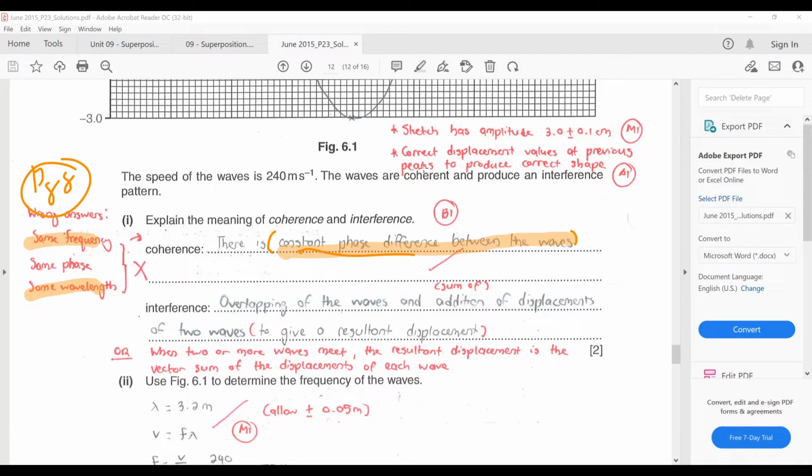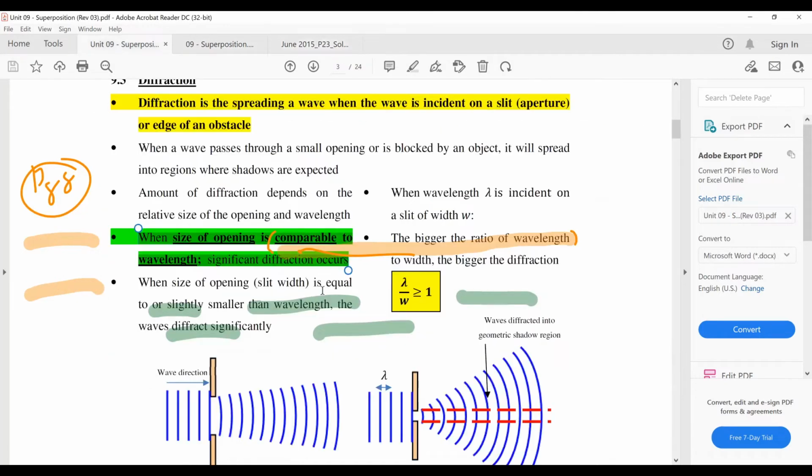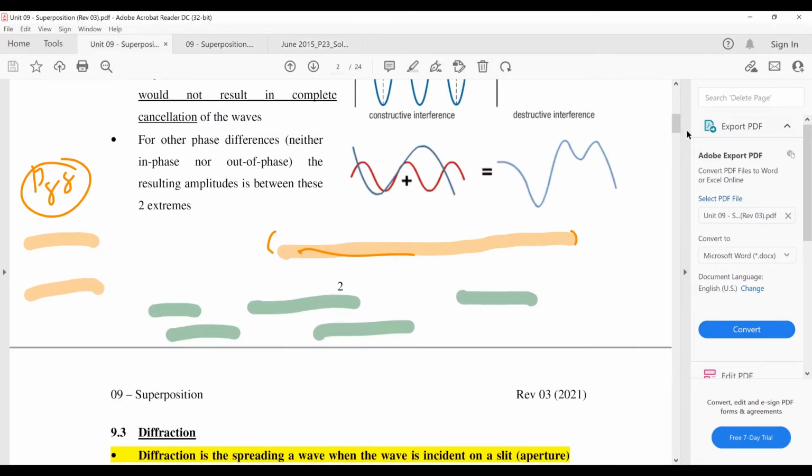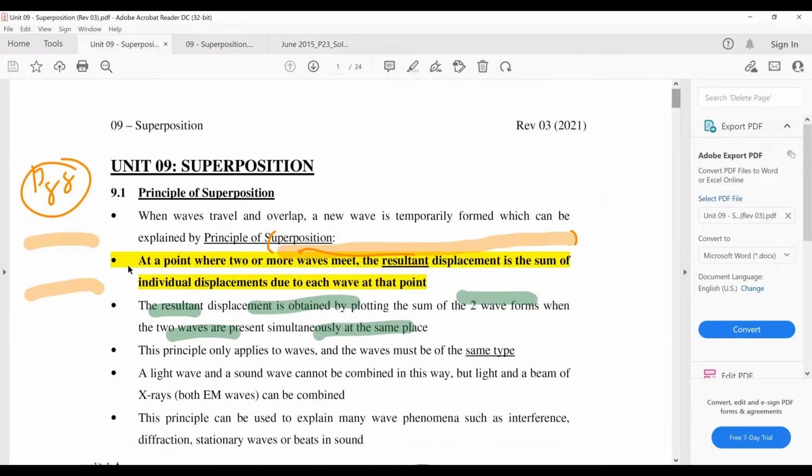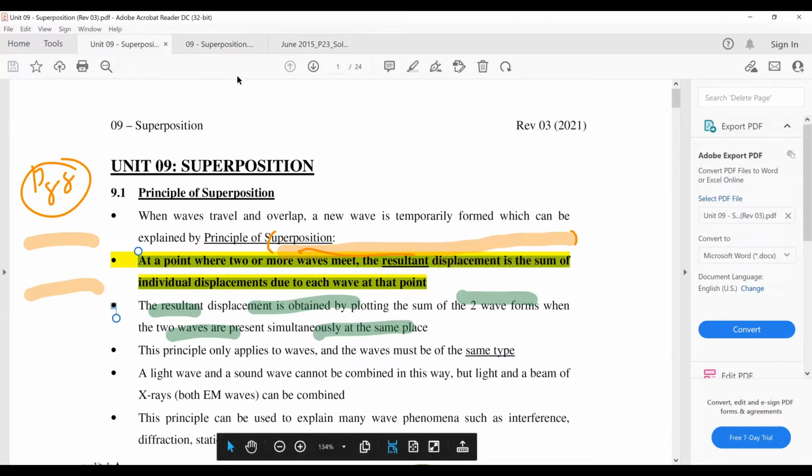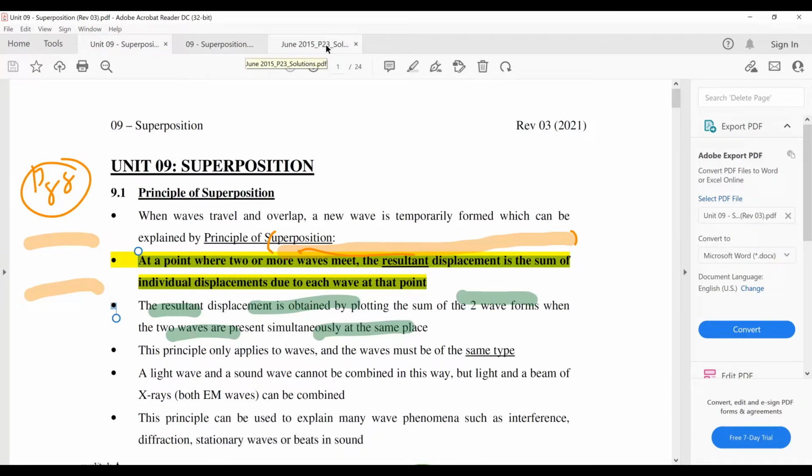All right, and then the next thing they'll ask you is what is interference? Okay, you can just say overlapping of the waves and addition of the displacement of the two waves to give a resultant displacement. All right, if this one sounds a bit difficult for you to remember, you can always just use back the definition from the first page of your notes, which was this. Where two or more waves meet, resultant displacement is the sum of individual displacement of each wave at that point. It means the same thing. This is also interference. Okay.